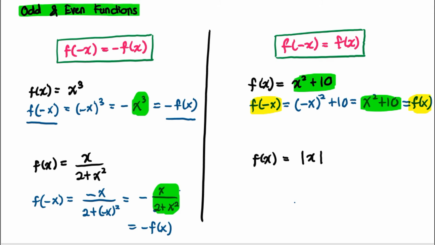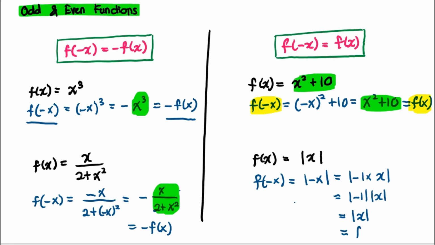All right, let's try this one. We have f of negative x. So this is the modulus of negative x, which is the modulus of negative 1 multiplied with x. So this is the modulus of negative 1 times the modulus of x. We know that the modulus of negative 1 is actually positive 1. Therefore we have the modulus of x, which is actually f(x). So this function is an even function.